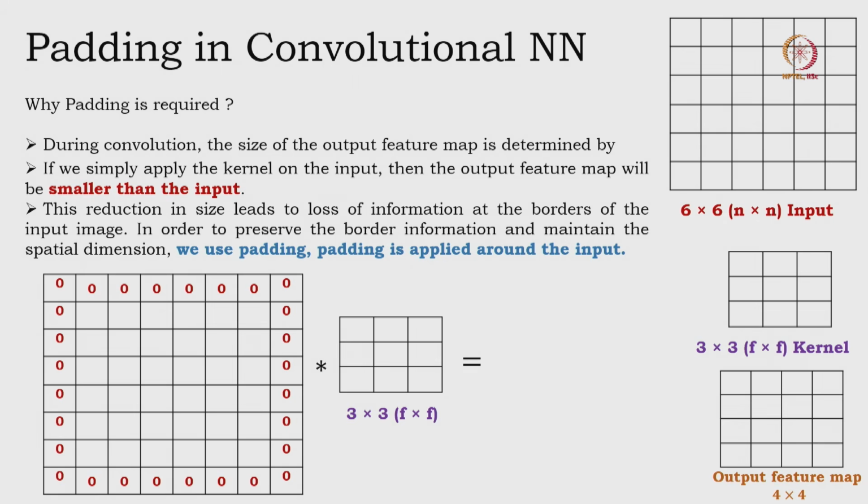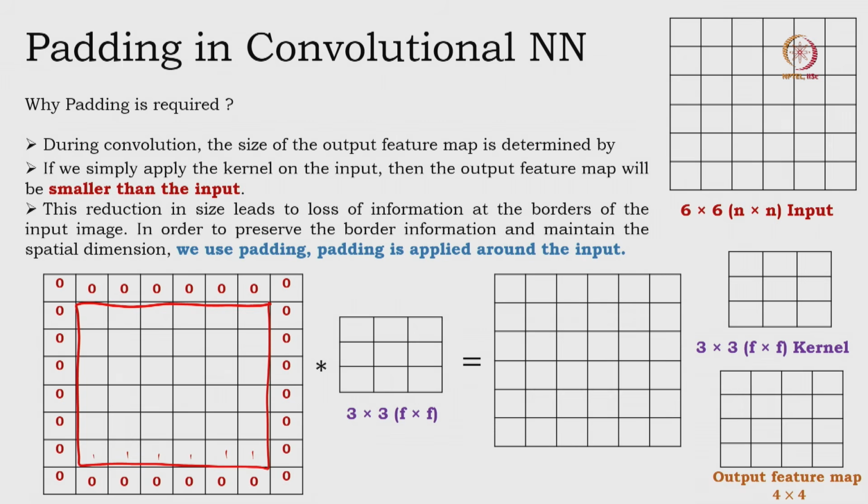See, 1, 2, 3, 4, 5, 6. So, the original dimension, this was your original image, which was 6 cross 6. For this you have put one border, which is a padding, 0 padding. So, the original input should be back to 6 cross 6 only. After we perform a convolution operation, the size has to be 6 cross 6. Then only we can say that information is not being lost.